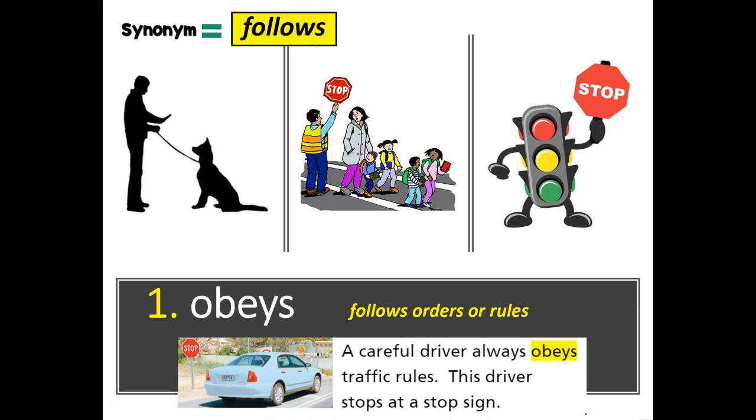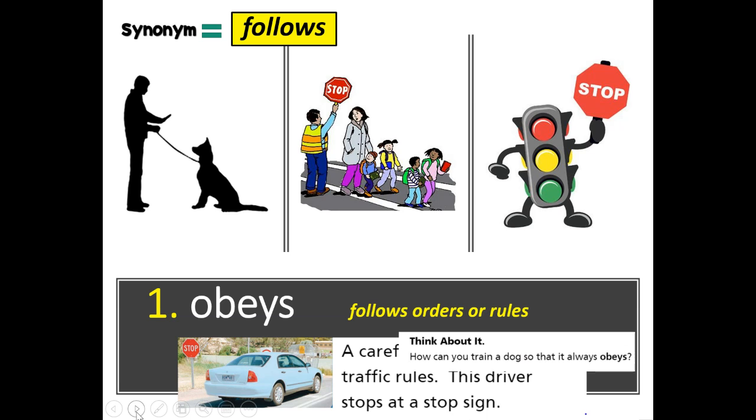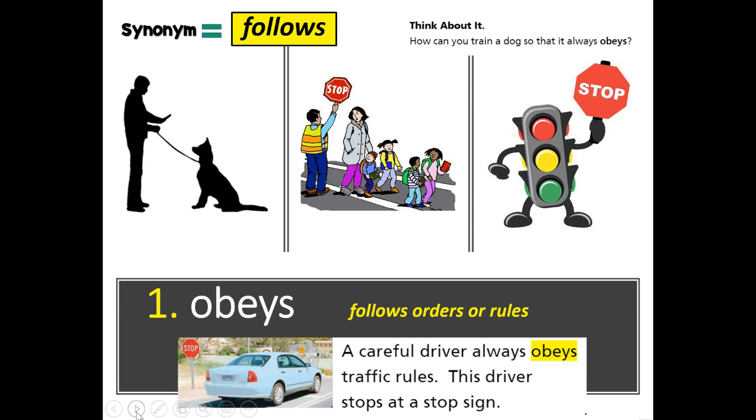A careful driver always obeys traffic rules. This driver stops at a stop sign. A careful driver always obeys or follows traffic rules. Think about it. How can you train a dog so that it always obeys? Or how can you train a dog so that it always follows what you say? Follows and obeys are synonyms.